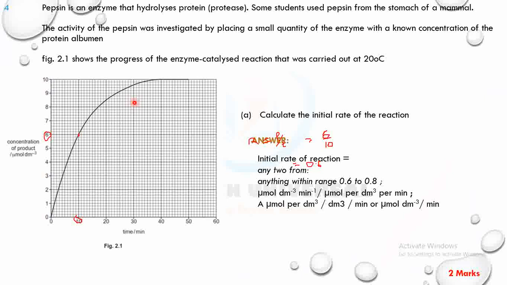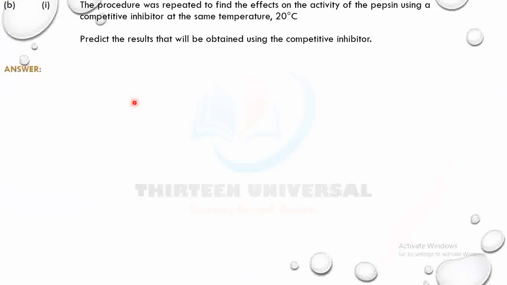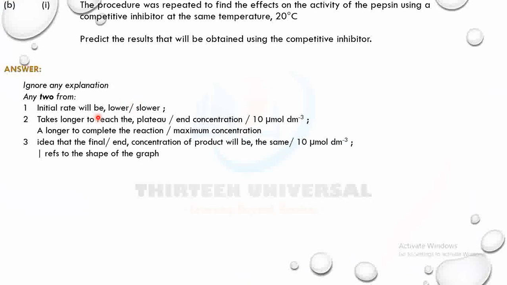so the amount of product formed, don't you think it will be reduced? Because we have competitive inhibitor acting here. So look at it, initial rate will be lower. It takes a longer time to reach plateau. The final concentration of product will be the same, but ignore the shape of the graph, it will still reach the plateau, but it will be slow. The initial rate will be slow.